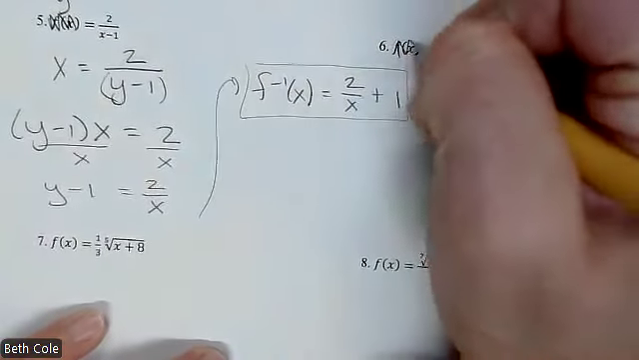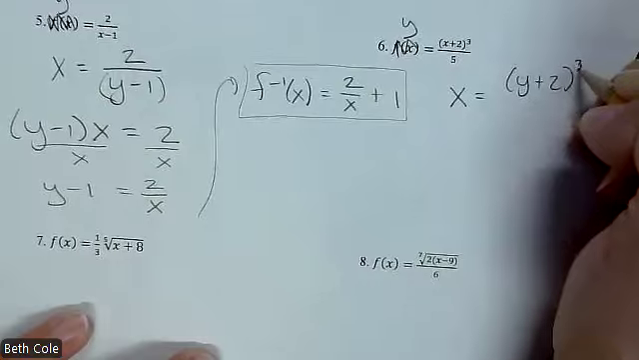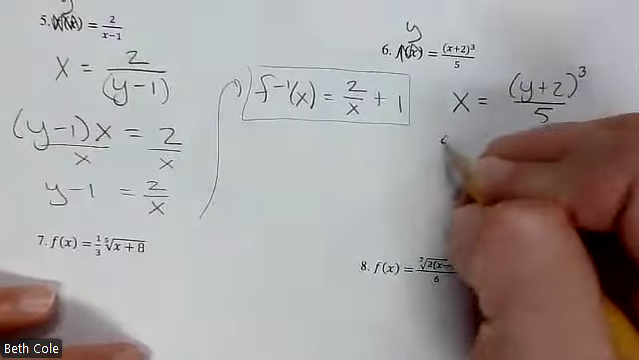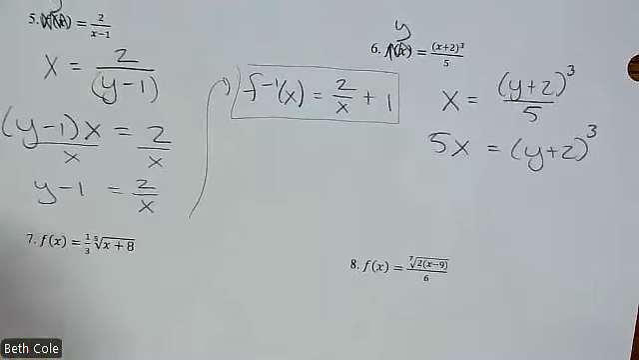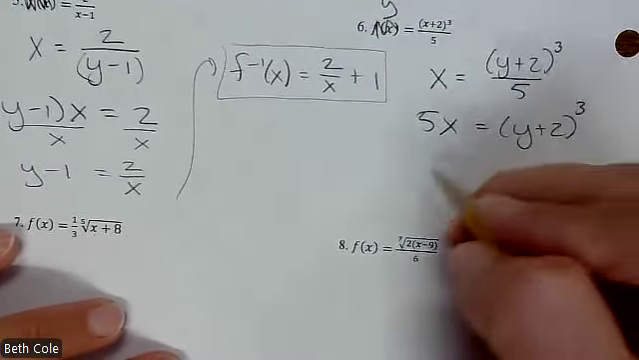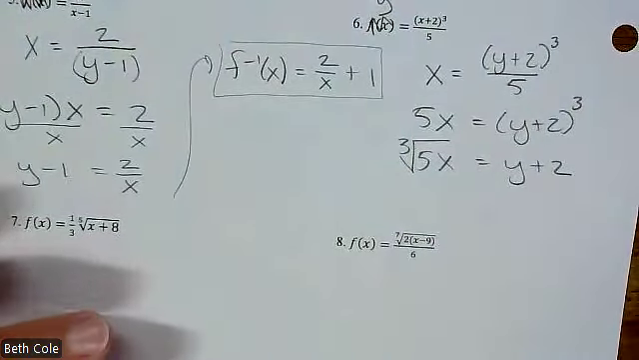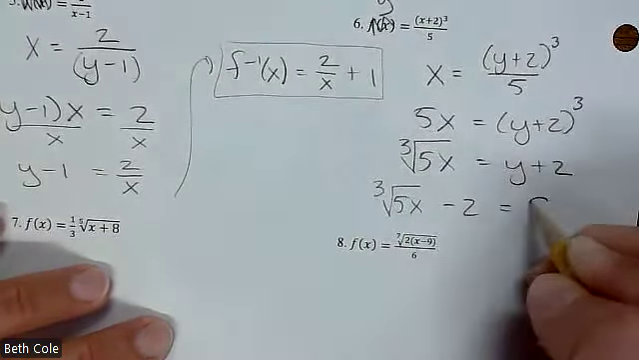All right, so this one, scribble out f of x, call it y. We're going to switch x and y. You're super quick. You're saying it faster than a lot of people can write it. But yes, your first step would be to multiply over the 5. So you'll have 5x equals that stuff. All right, then what? Cube root. Good. Well said. And then subtract 2.